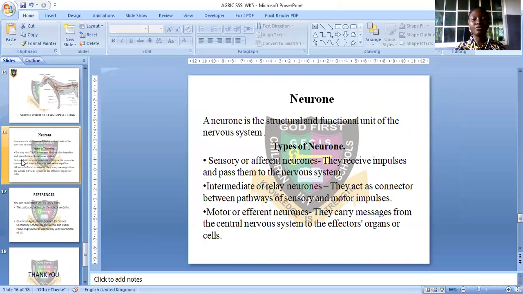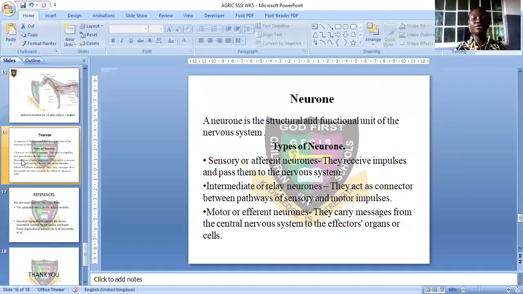We have three main types of neurons: the sensory or afferent neurons. The sensory or afferent neurons receive impulses and pass them to the nervous system. They receive sensations, probably touch, hearing, and they pass this to the nervous system.